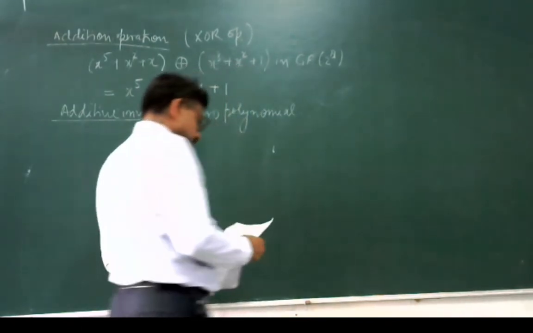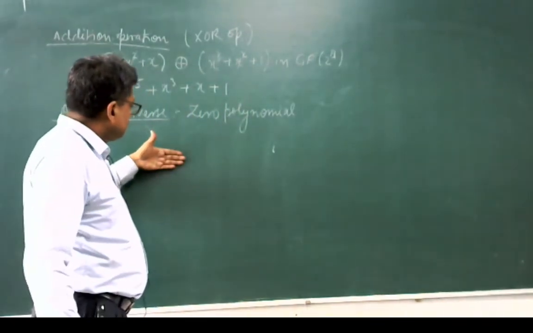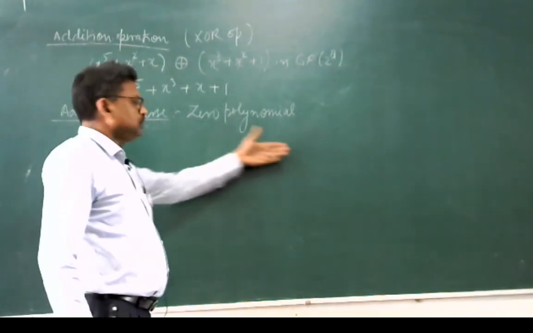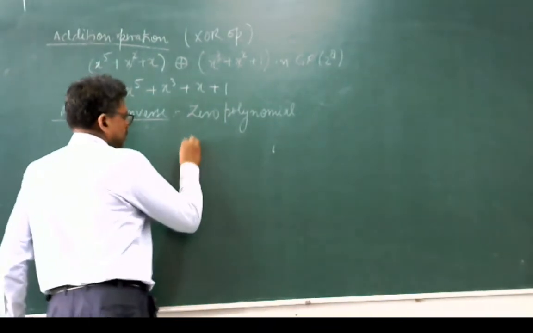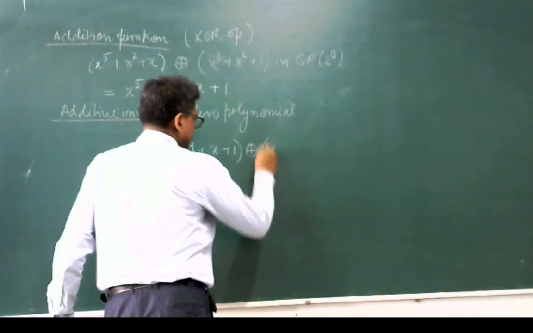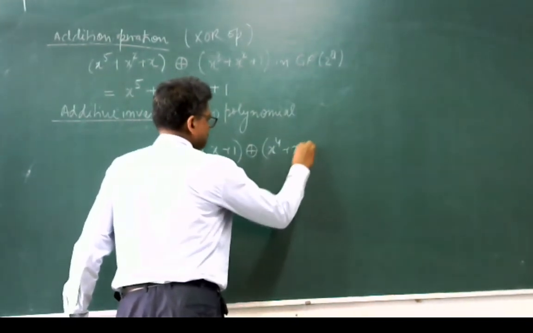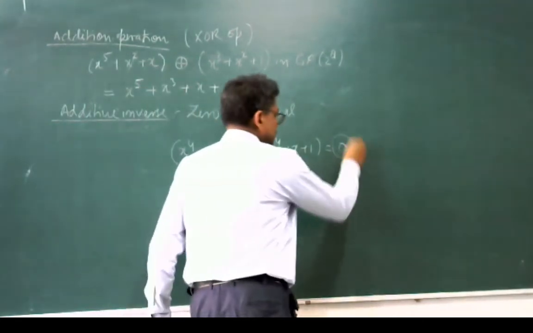Why the zero polynomial? Because if you add a polynomial with itself, you will get 0. Suppose one polynomial is x^4 + x + 1. If you add this polynomial with itself, the result will be 0.